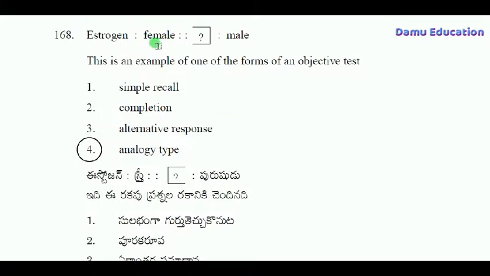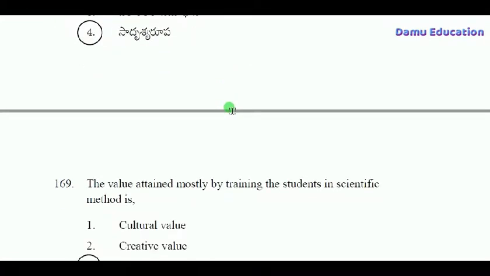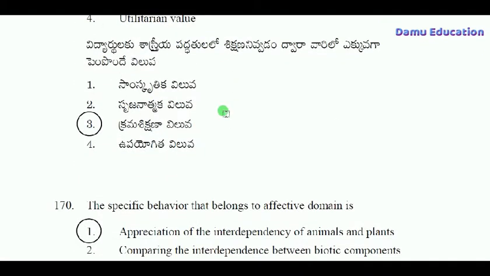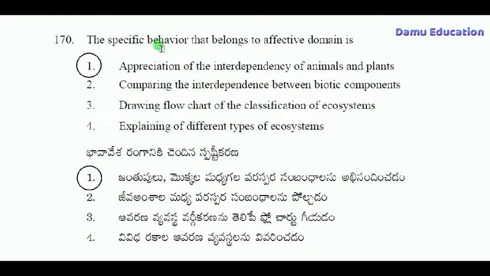Estrogen, female, male, estrogen, that analogy type. The value attained mostly by training the students in scientific method is disciplinary value. The specific behavior that belongs to affective domain is appreciation of the interdependency of animals and plants.